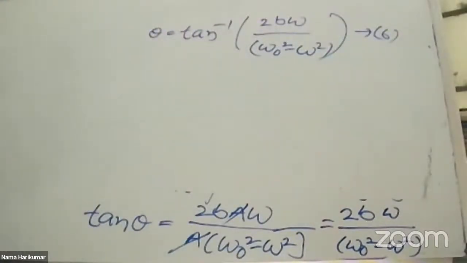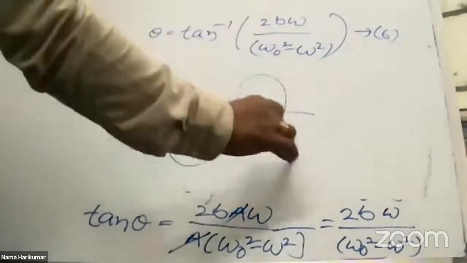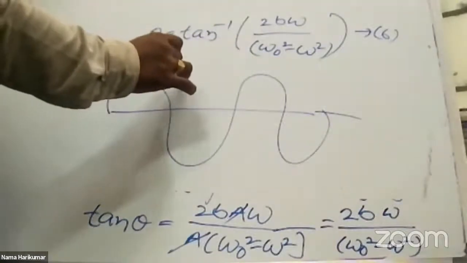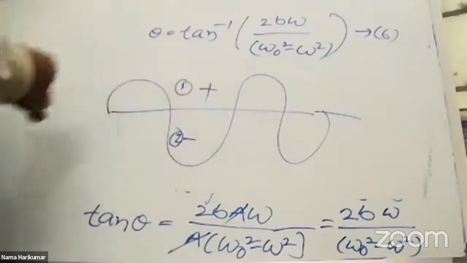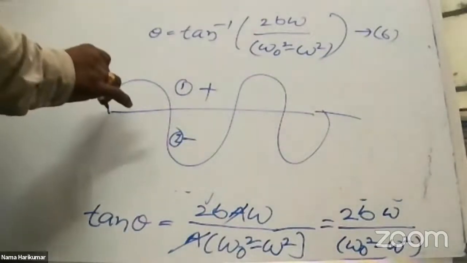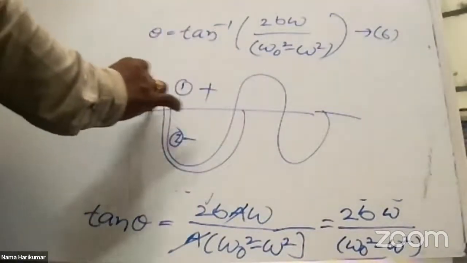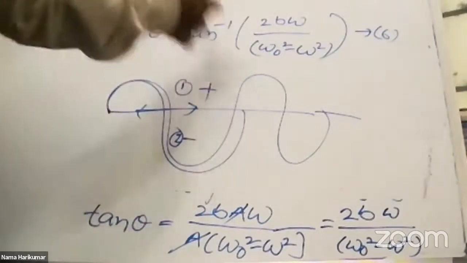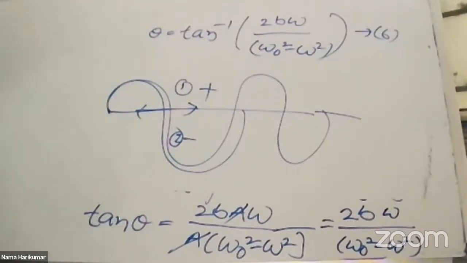This theta is represented by the phase of the displacement. So how can we measure the phase of our wave? For example, this is the wave formation. The first one is a positive phase, this is a negative phase, we have to consider this. In the wave, propagation goes from positive to negative, which is the change in our phase. The phase angle is denoted by equation 6.